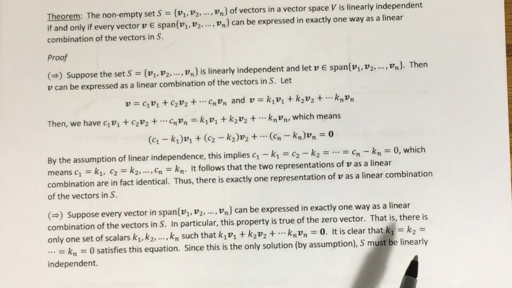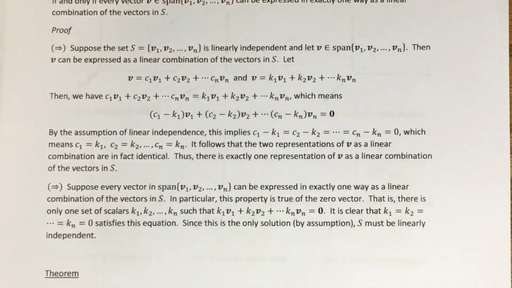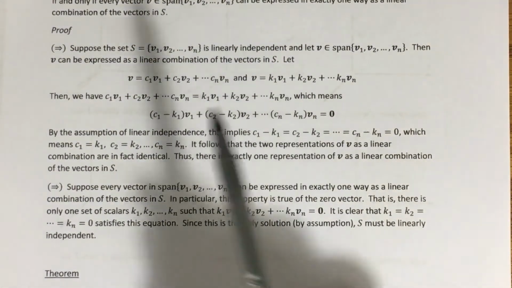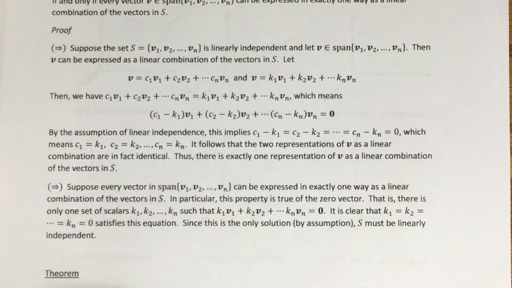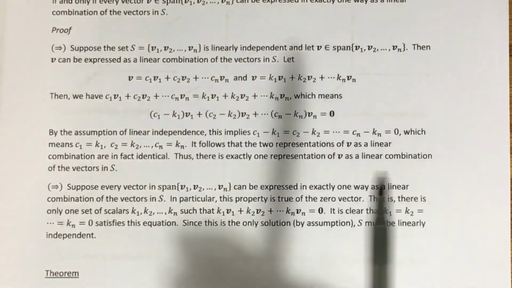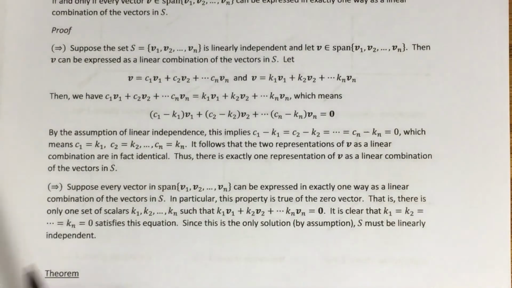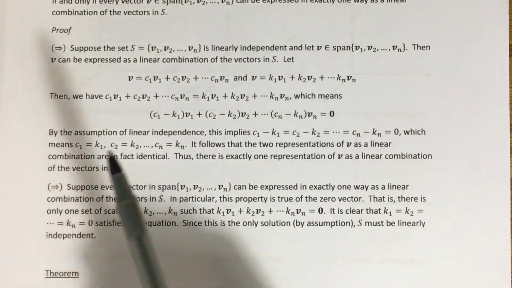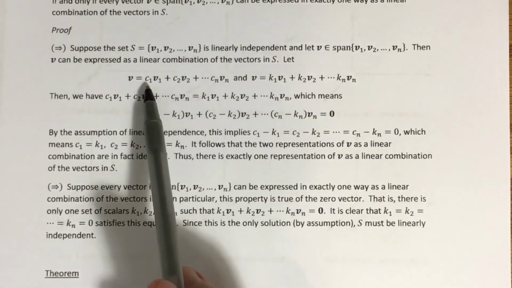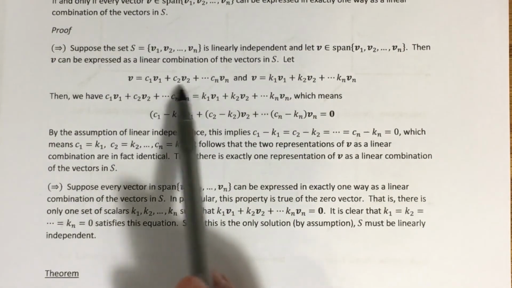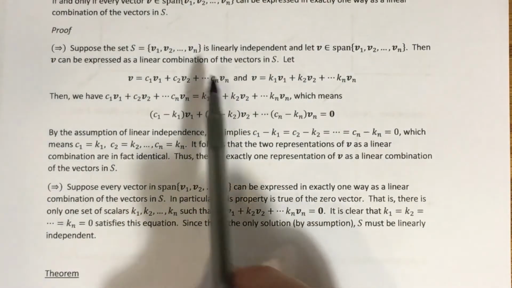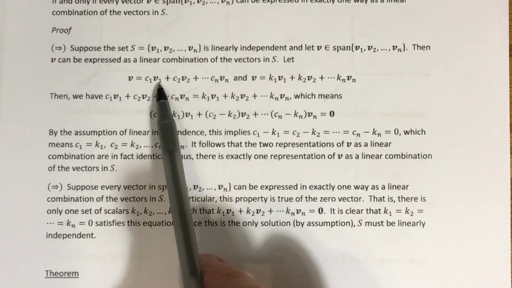Now this is a standard way of proving a theorem that suggests uniqueness for something. We assume that 2 of that thing exist, and then use whatever assumptions are being made in the statement of the theorem to prove that these are in fact the same. That means that there's really only one linear combination that gives us V in this case. So I'm going to use C's for this one and K's for this one.